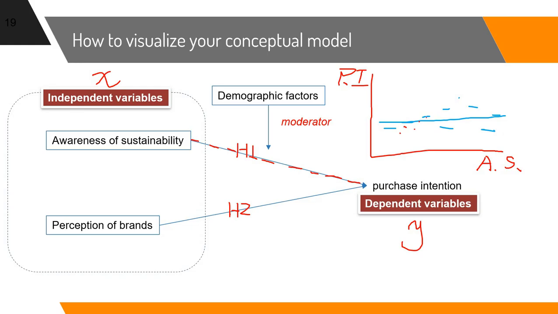It could be like this. There is a significant relationship. So if we put males and females together, it is not significant. But if we use gender as the filter, we can find for the male it's not significant, but for the females it is significant. And in this case, we say that gender moderates the relationship between awareness of sustainability and purchase intention.